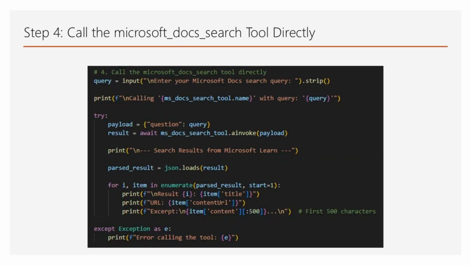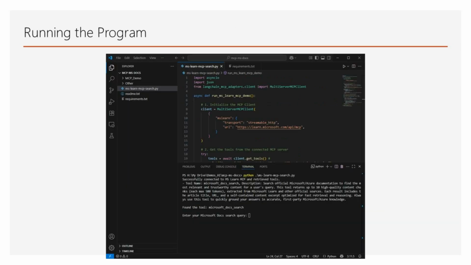The final step is to call the MS Docs Search tool along with passing the payload, that is actually our question, and then parse the returned JSON string in order to present the results in a readable format. It's important to note that we need to call the tool asynchronously, hence the use of invoke, since the tool is asynchronous and we need to wait for the results. Also, note that even though in this example I'm not using an LLM, if I wanted to extend the example, I would use the LLM in order to pass the retrieved results and present them in an even more readable format and context. Now, let's run the program.